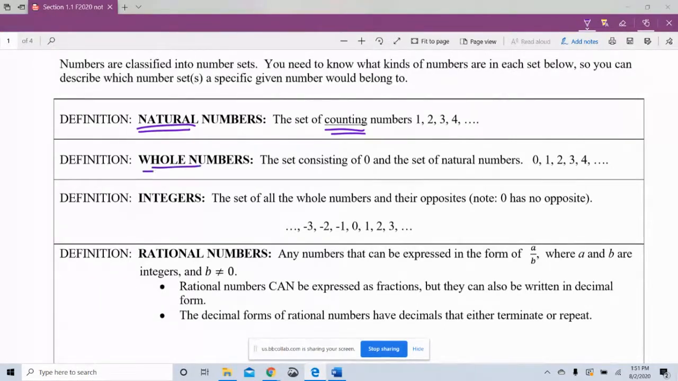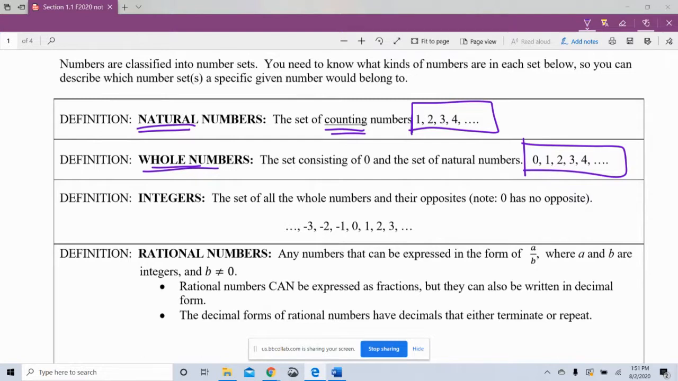The set of whole numbers are actually a set that has all of the natural numbers in it, but it also has the 0 in it. So it's the set of natural numbers plus a 0. And so this is your set of whole numbers here. So your natural numbers start at 1 and count up by 1, and your whole numbers start at 0 and count up by 1. Okay?